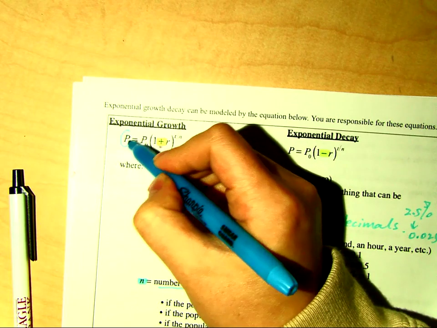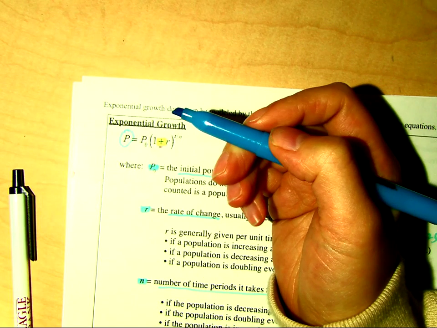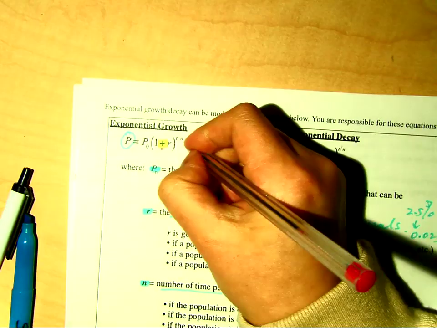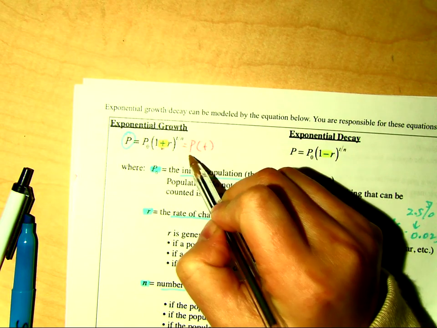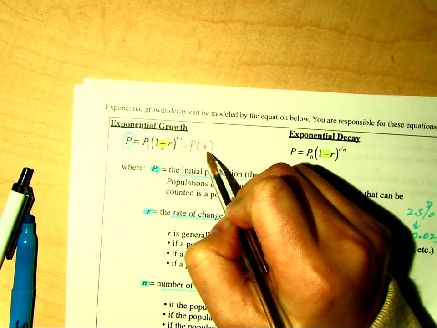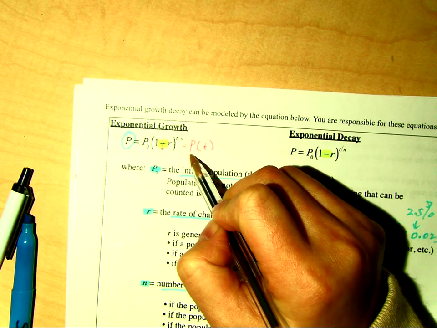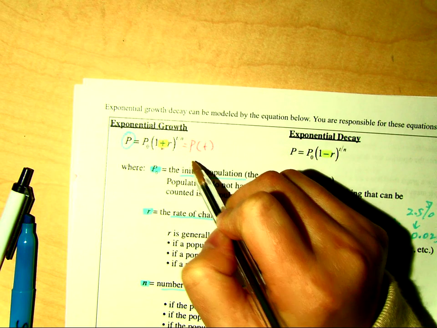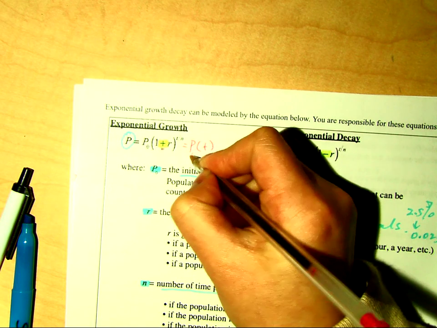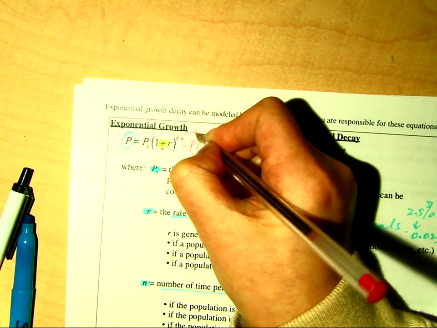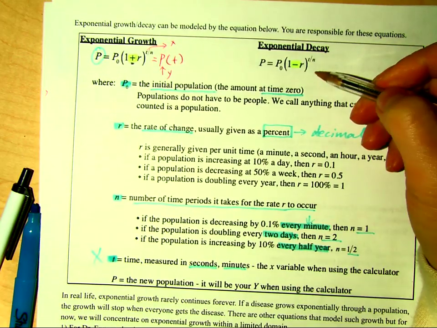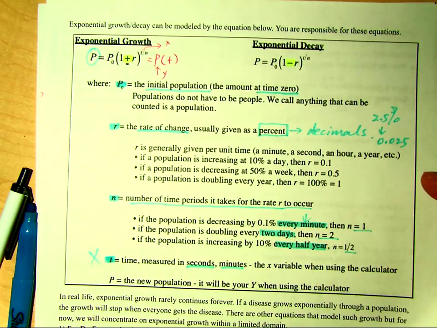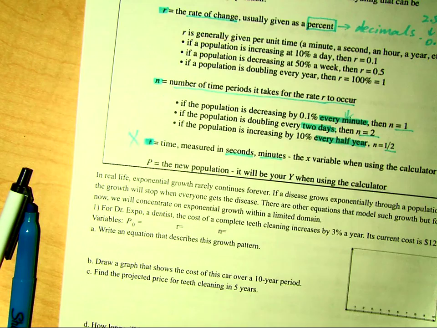And this P is what initial value you solve for. Actually, this will be P of T. That means you're looking for what's the population at a certain time T. And this one actually will be represented by the Y value on the calculator. So this is Y, and T is going to be X. And the same thing for the decay. That's what these two formulas represent. And now let's look at the problem.